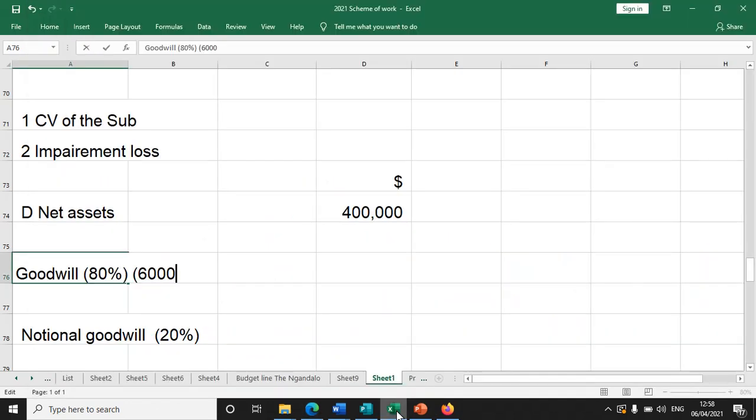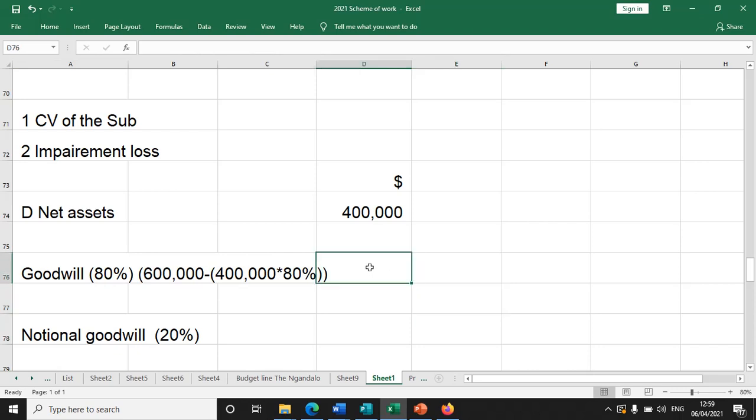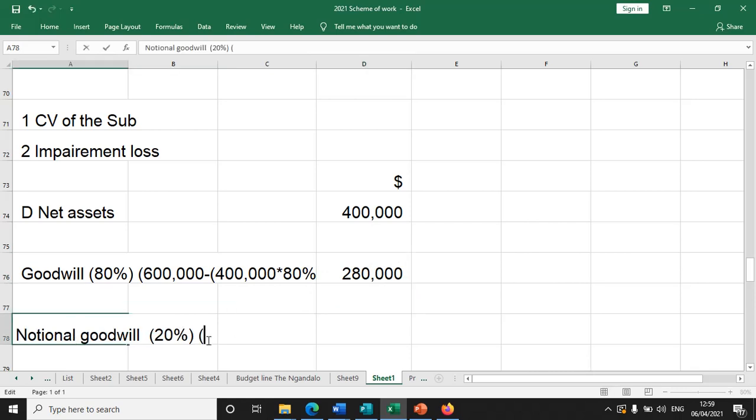So in the old goodwill method, this is what you used to do. You subtract your portion of the net assets from the consideration. And of course, our portion is 80% of 400. I think if you do your maths, you will discover that you are really having that amount there.